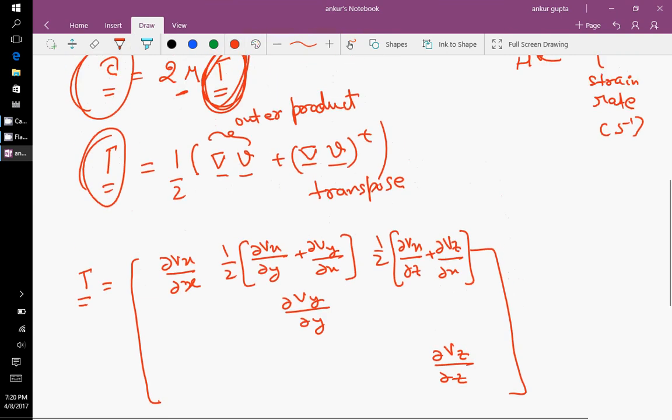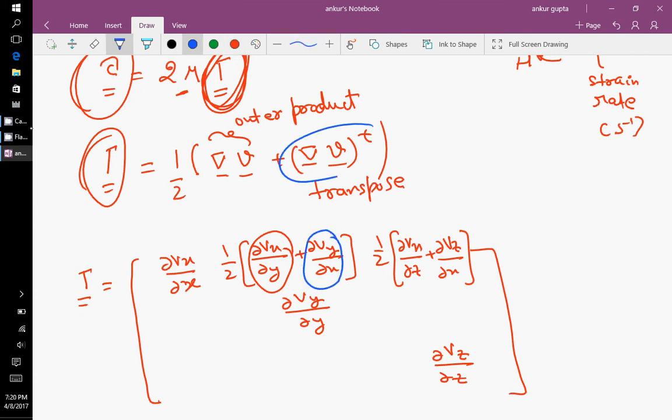So you can see that because it is a half and del v, this has del vx by del y, this part, and then the del vy by del x comes from this transpose term, right? And then we have a half. So because we have a transpose adding, we have x by y and y by x both. Similarly, x by z and z by x.